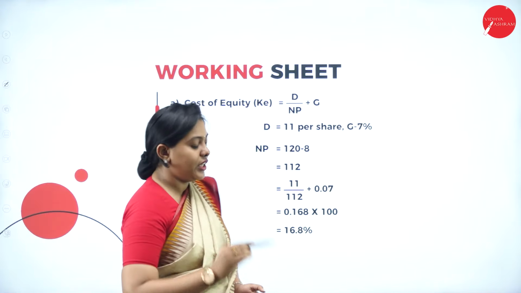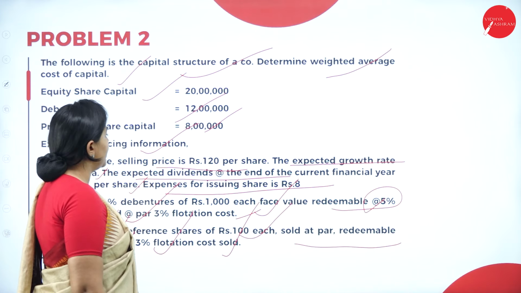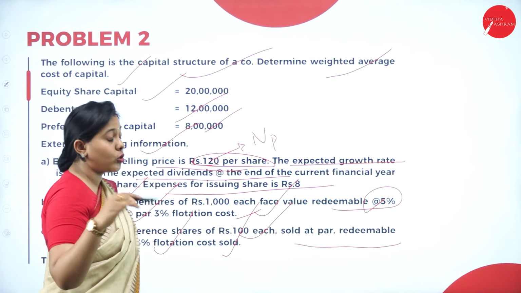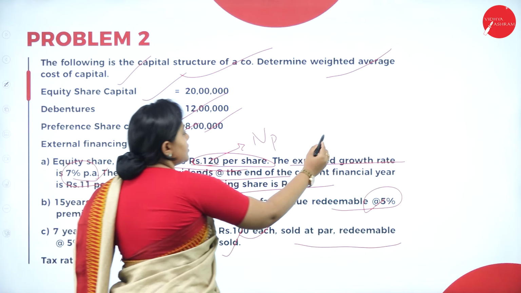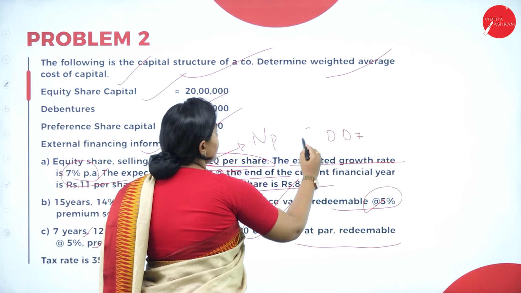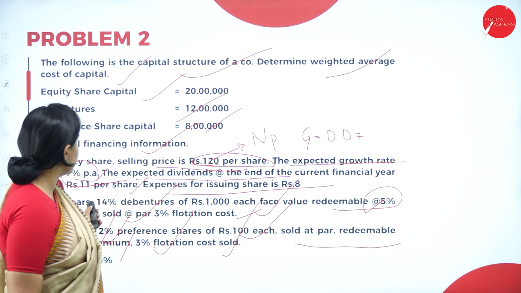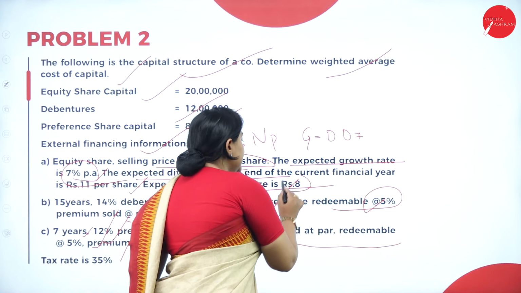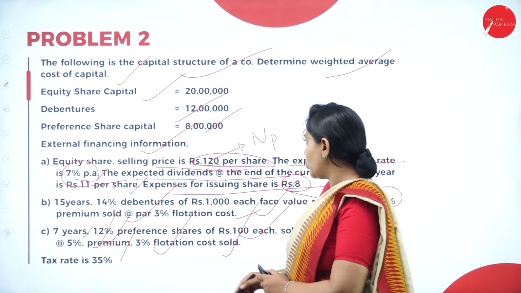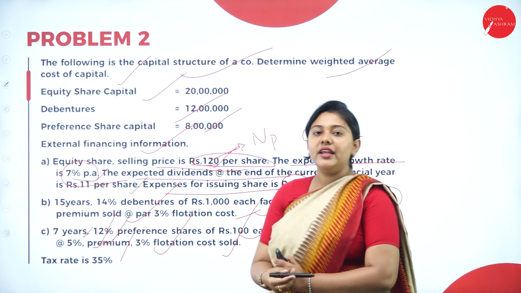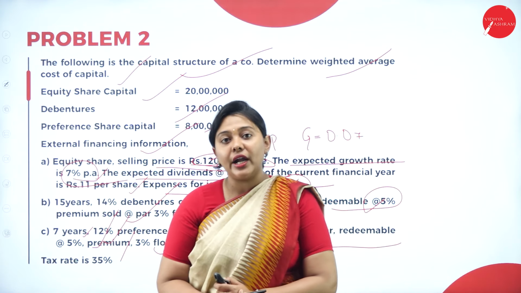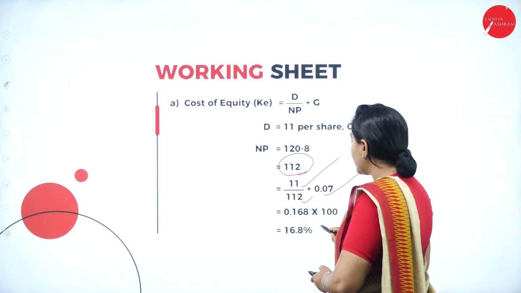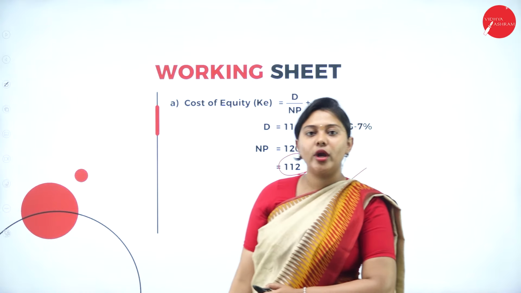Now let's calculate equity shares. What is given with respect to equity shares? 120 is the selling price. Market price is not given. Growth rate is how much? 7%, it is 0.07 is the growth rate. Now, what is the dividend? That is 11 rupees is the dividend per share. And what is the issuing cost? 8 rupees is the issuing cost. 120 minus 8, it will be how much? It will be 112. 112 is the net proceeds. 11 divided by 112 plus growth rate, if you substitute, you will get the answer as 16.8%.